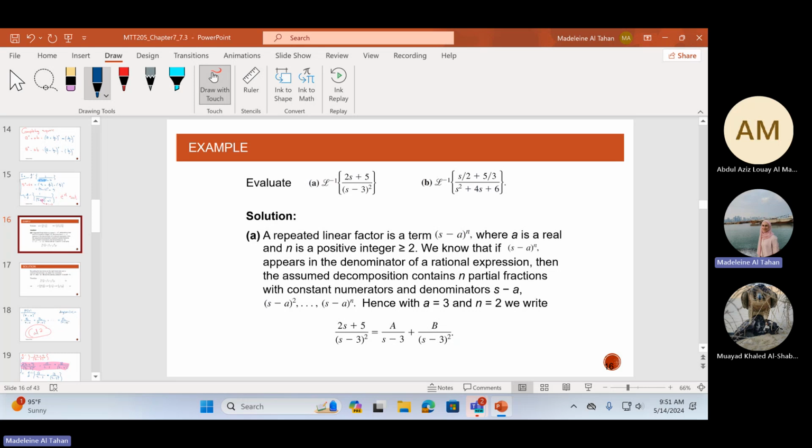How will we complete the square? How did we write s squared plus 4s? So please, all of you complete the square now. Okay, s squared plus 4s, we should get s plus 2 squared minus 4 plus 6. So s squared plus 4s plus 6, we should get s plus 2 squared plus 2, right?